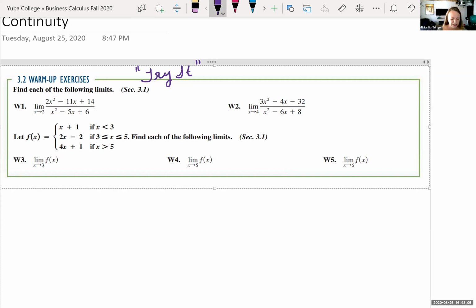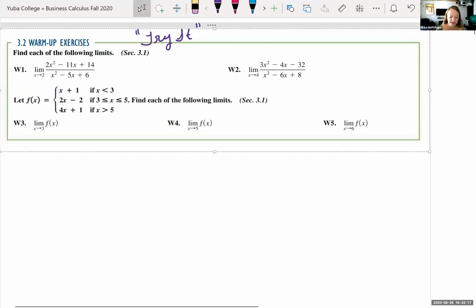We're looking at the limit as x approaches 3. We could either graph it, or if we don't want to graph it, when we're looking at the limit as x approaches 3, we have to look at what's going on on the left-hand side of 3 and the right. So if we're looking at the left-hand side, this is when x is less than 3.